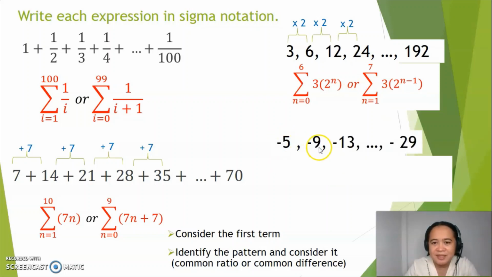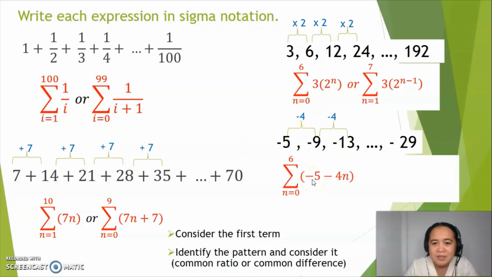Another example. Negative 5, negative 9 until negative 29. So the first term here is negative 5, and getting the succeeding terms would mean we keep on subtracting by 4. So negative 5 minus 4 is negative 9. Negative 9 minus 4 is negative 13 until negative 29. So take note, the first term is negative 5 and the common difference is negative 4.